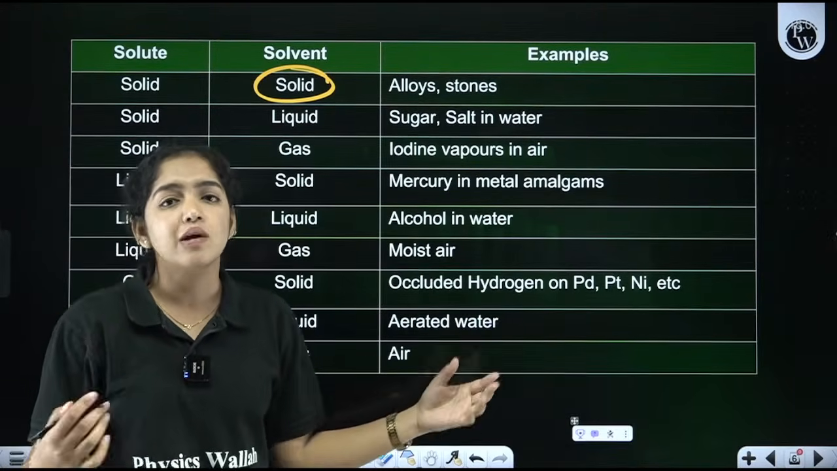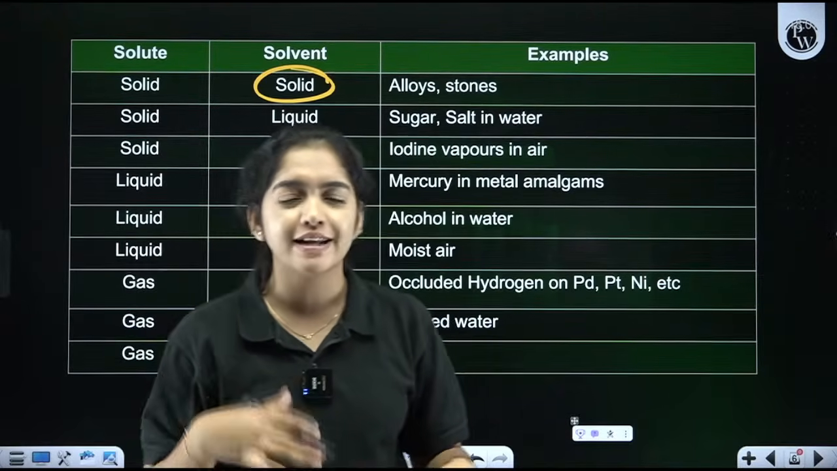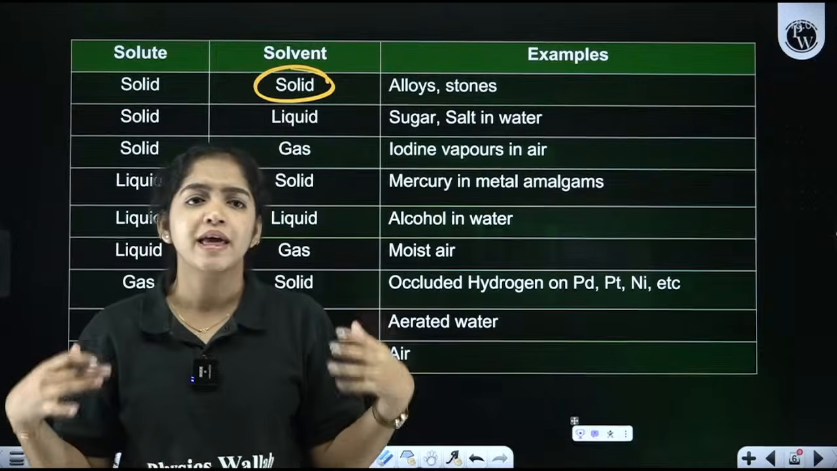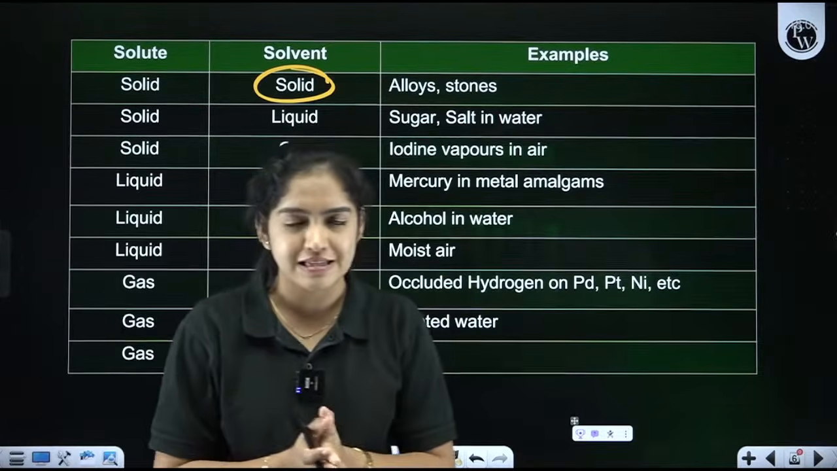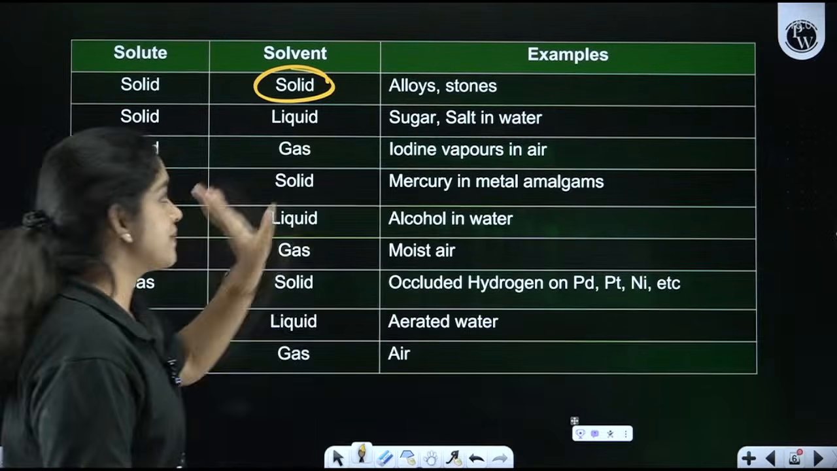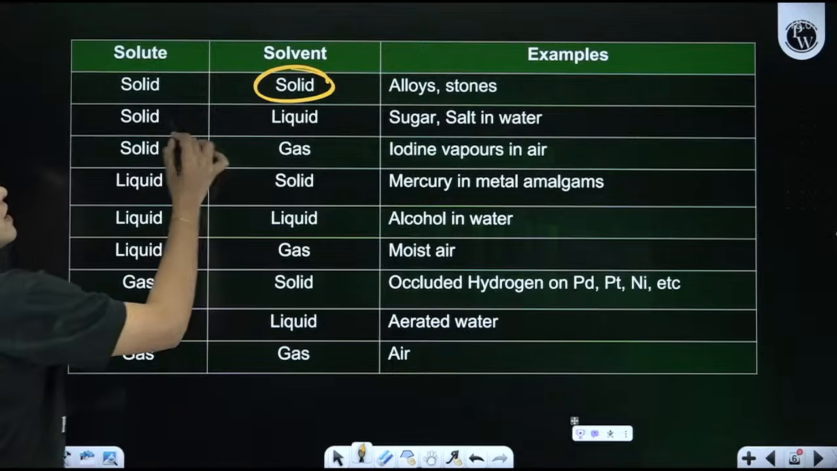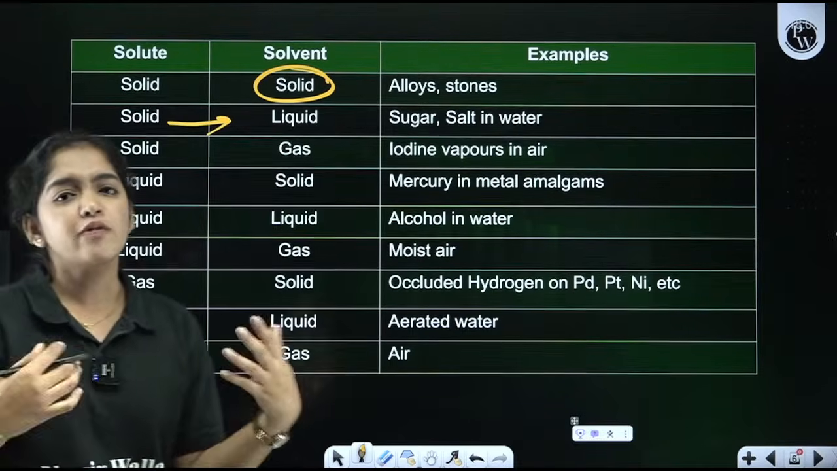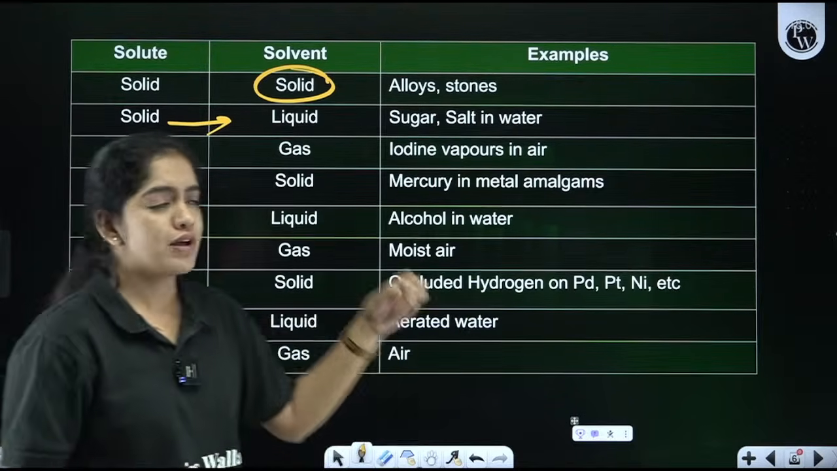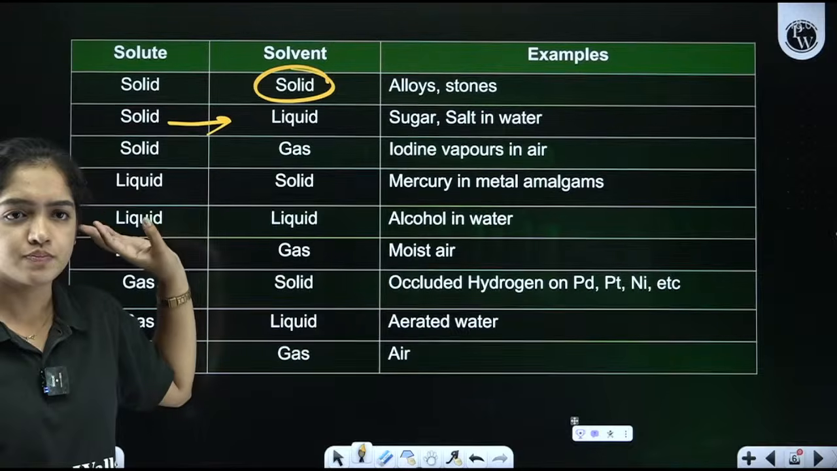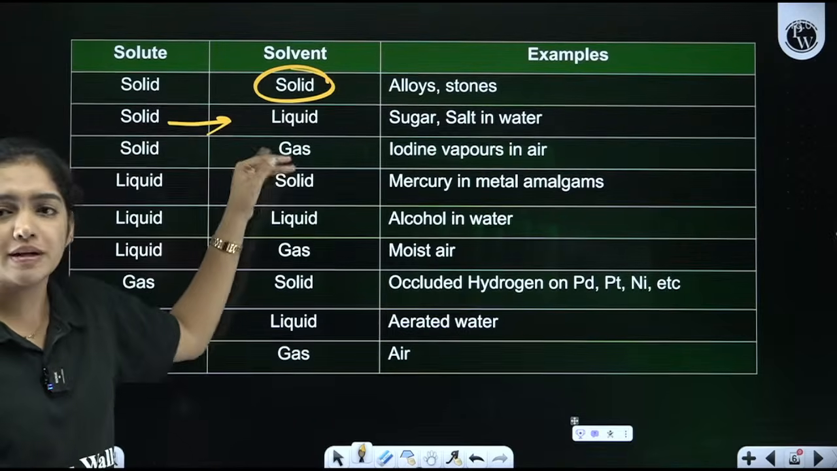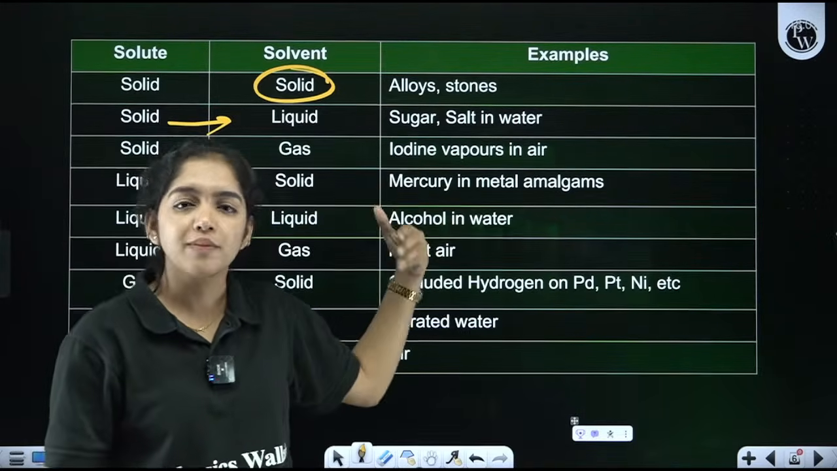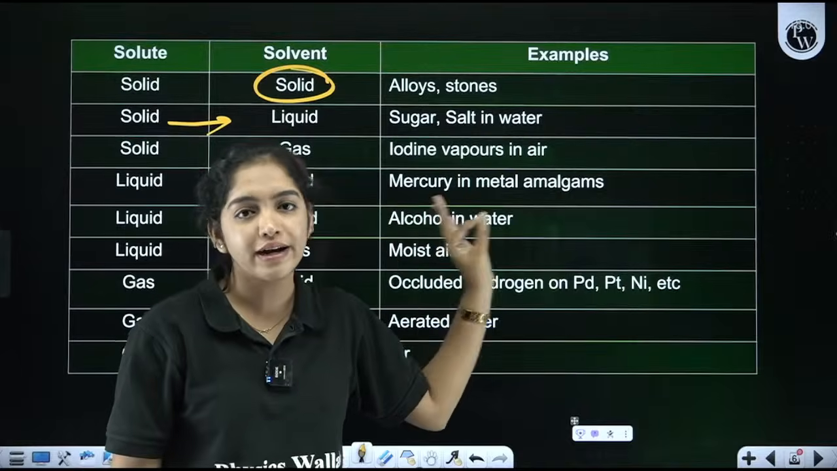What is an alloy? An alloy is a mixture of different kinds of metals, right? It can be a mixture of iron, nickel, chromium, and we can mix different types of metals. It will form an alloy. Okay, so the first example is alloys and stones. Then the next one, solid and liquid. That is a very familiar thing that we are using in our daily life. Solid and liquid means salt mixed in water, sugar mixed in water. It is an example for solid and liquid.